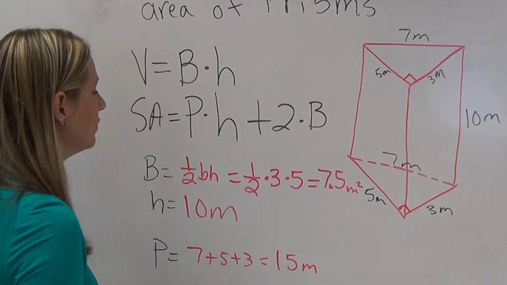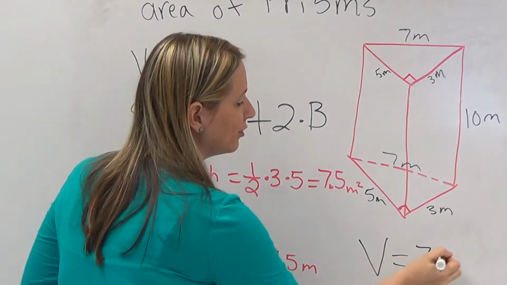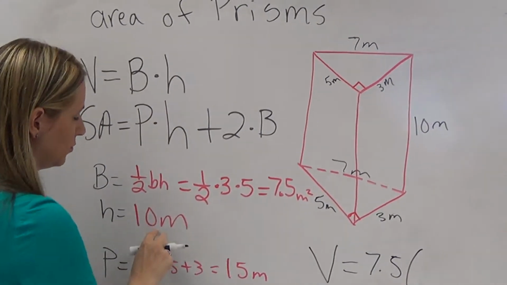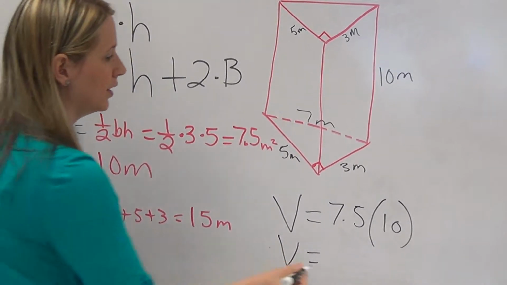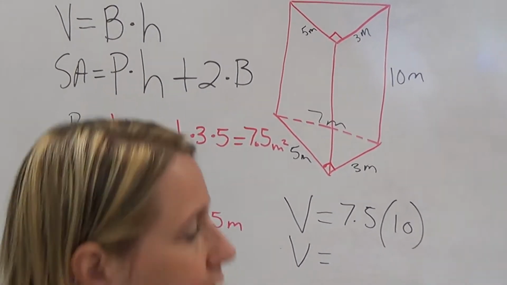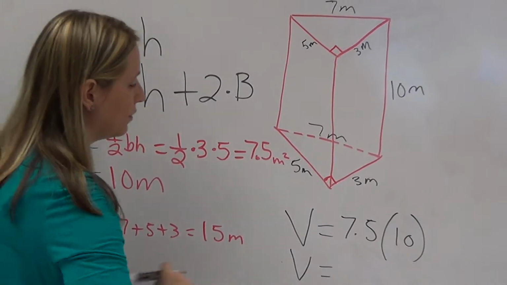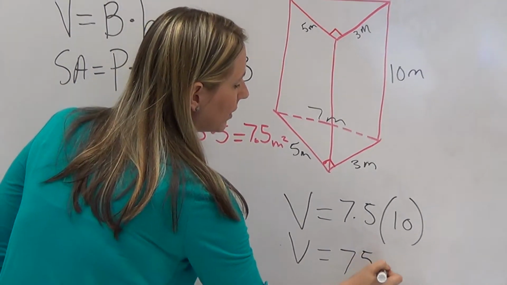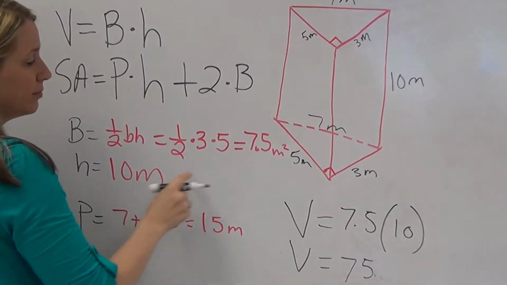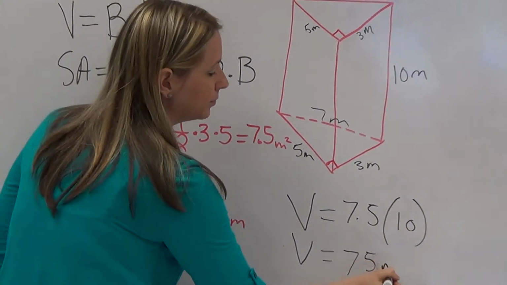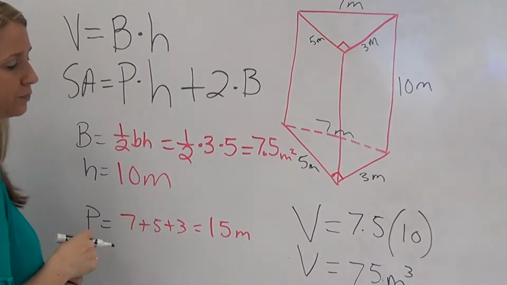So, to find volume, just plug it in the formula. We need the area of the base, 7.5, times the height of the prism, which is 10. So my volume is going to be 7, I think so, let me make sure. Yeah, that's right. All right, so 75. Now, you got to think about how many things did you multiply. So this is meters squared, and that's meters. So how many m's do you really have? 3. So volume is always represented in cubed. So 75 meters cubed per volume.